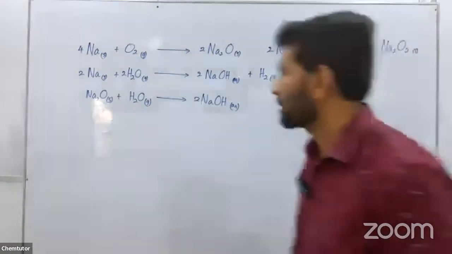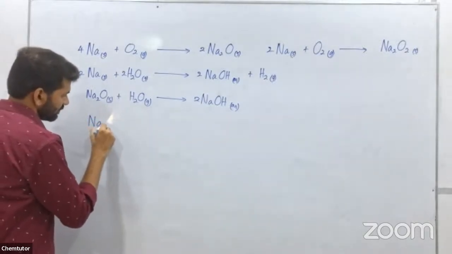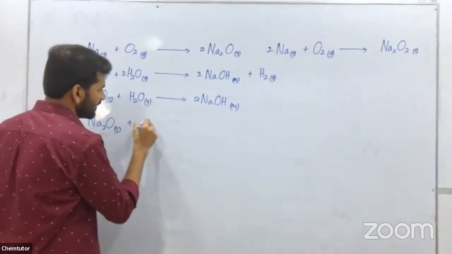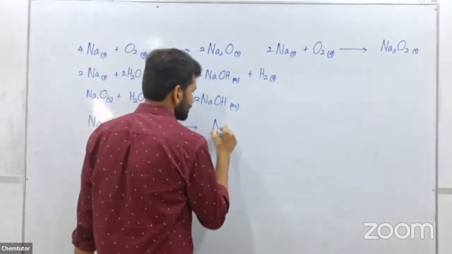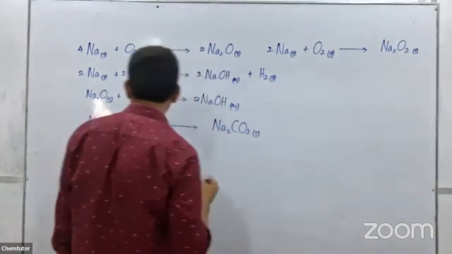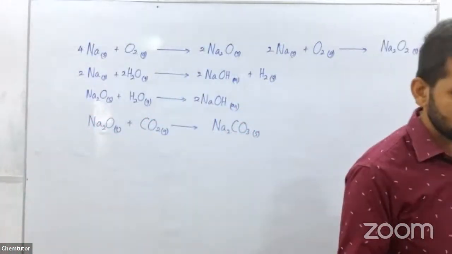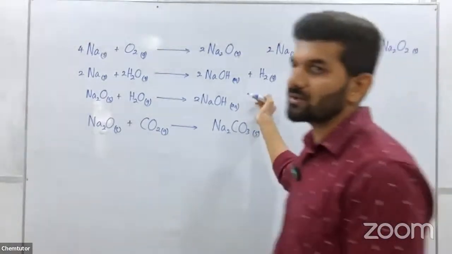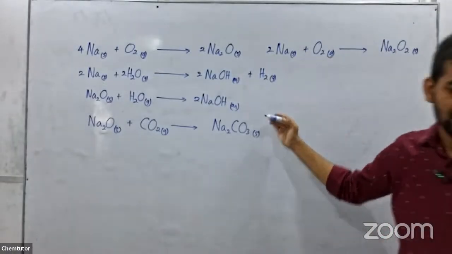Then there is carbon dioxide in the medium. So sodium oxide will react with carbon dioxide and form sodium carbonate in this manner. Sodium oxide will react with carbon dioxide to form sodium carbonate. And we have the formed sodium hydroxide as well. That sodium hydroxide too will react with carbon dioxide to form sodium carbonate and water.